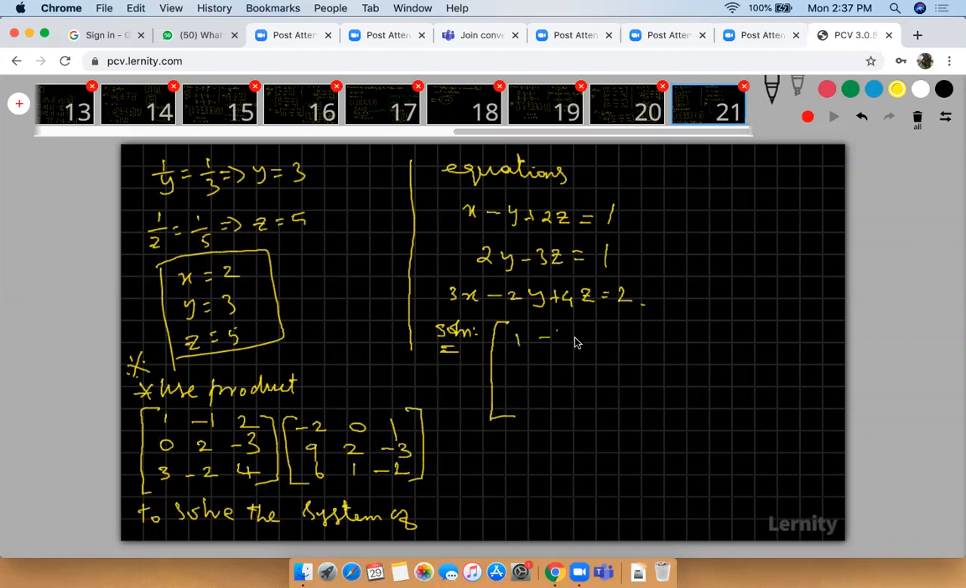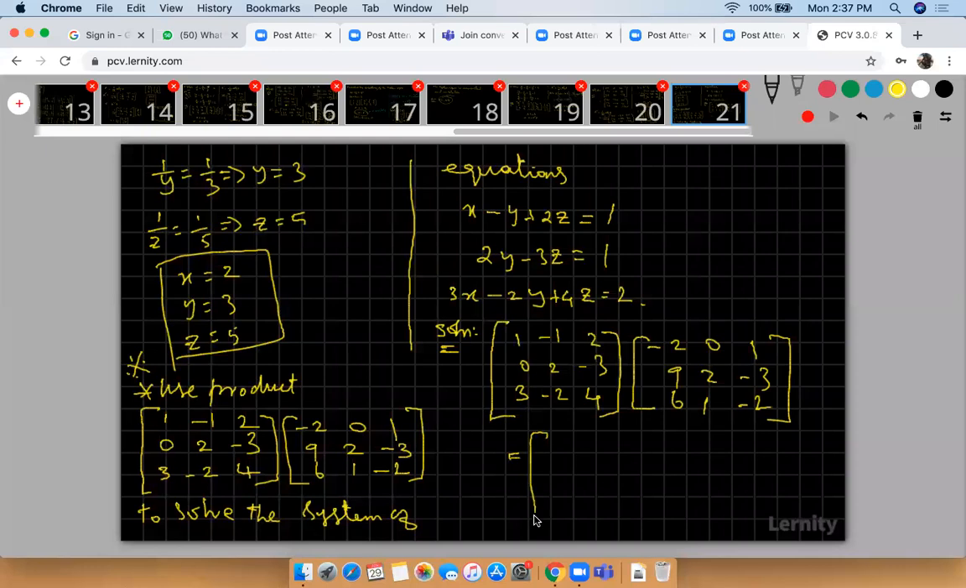So that is [1 -1 2; 0 2 -3; 3 -2 4] and this is [-2 0 1; 9 2 -3; 6 1 -2]. Okay, right, use the product. Product means row by column multiplication of two matrices. Multiply the first row and first column. What is the answer? This is 1 into minus 2, minus 2. This is minus 9. Totally minus 11. This is 2 into 6, 12. 12 minus 11, the answer is 1.